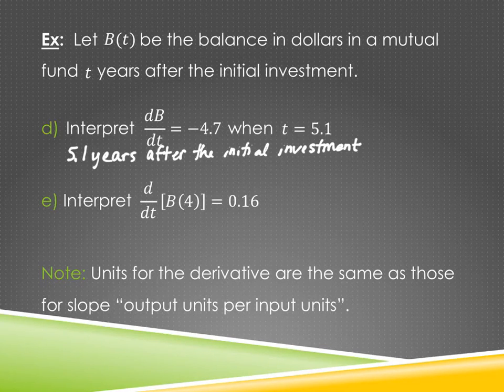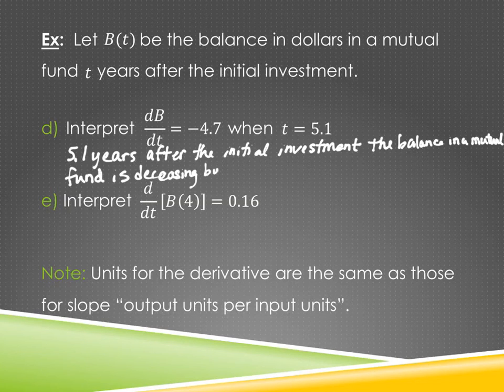What? Not yet. First what? Not how. The balance in a mutual fund. Okay, present tense, this time it's decreasing because it's negative. So this is decreasing by how much? $4.7 per year.